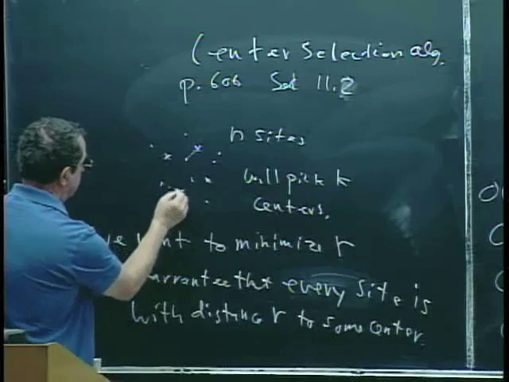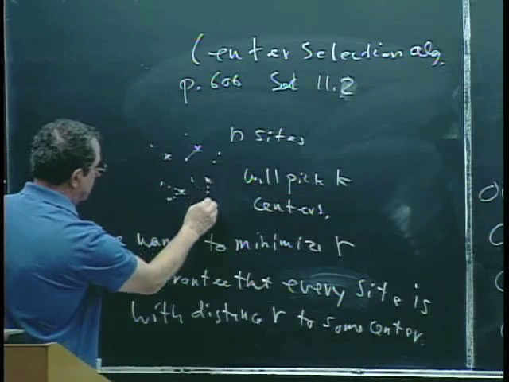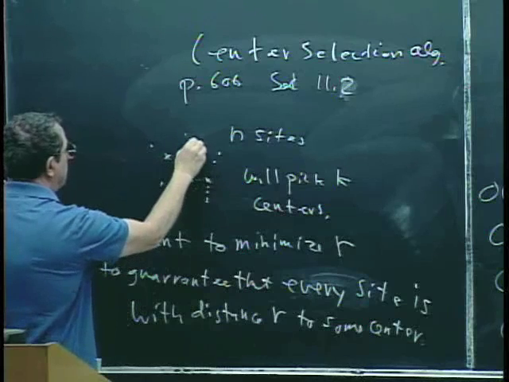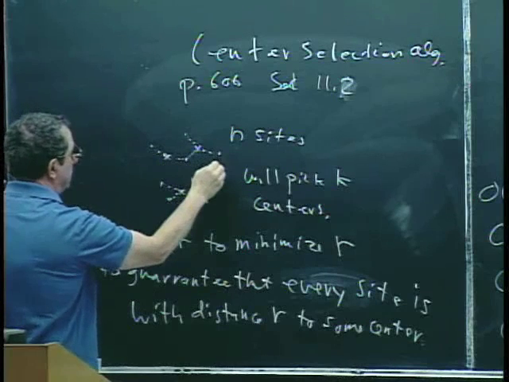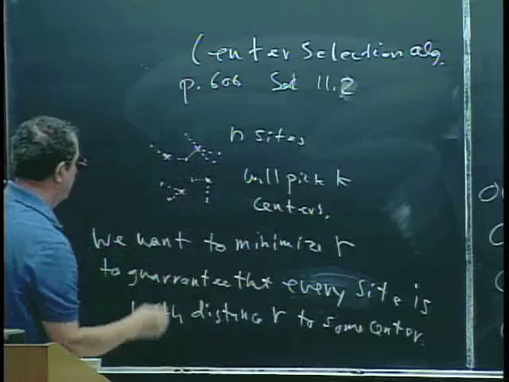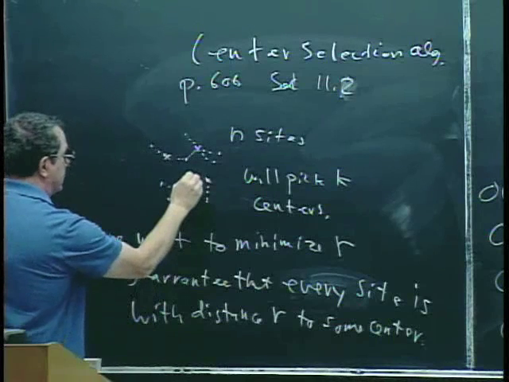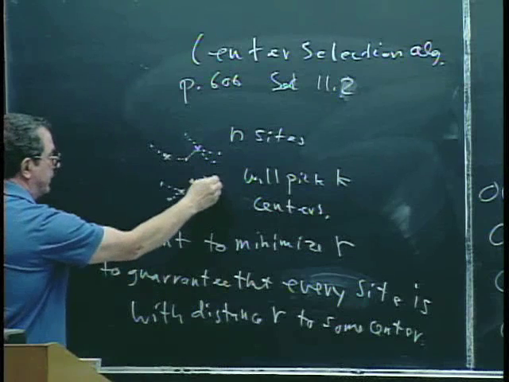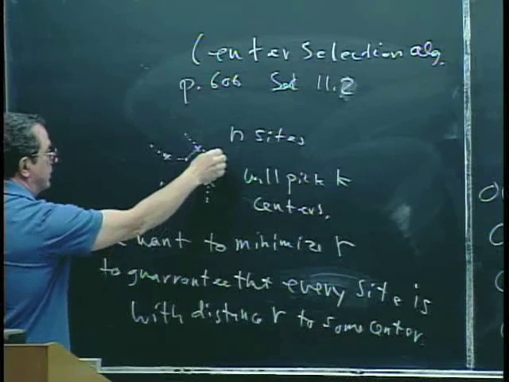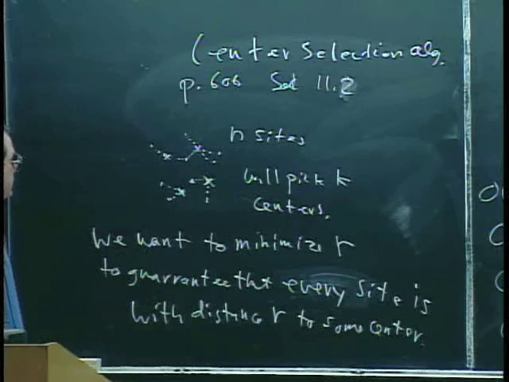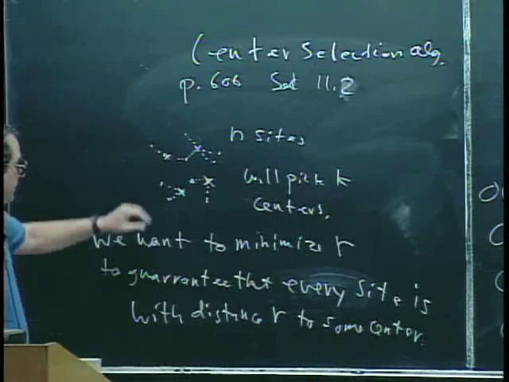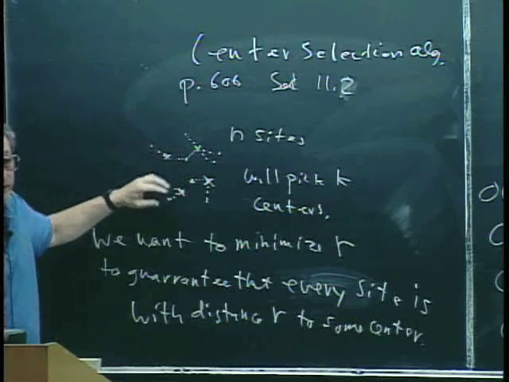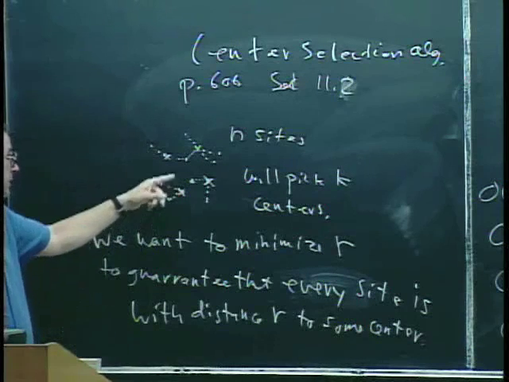Some of these we can eyeball. This one, maybe less clear, and so on, maybe that way. Okay, so every site now has a closest center. And in terms of this picture, what R is, is the greatest distance. It's the maximum distance of any one of the sites to its corresponding center.